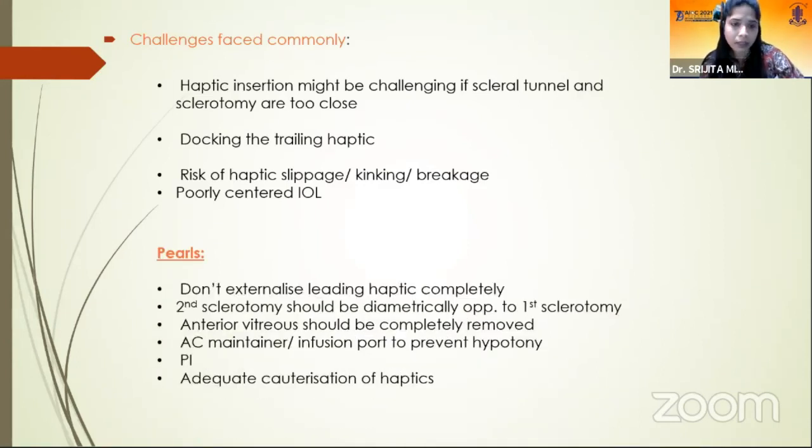Pearls for this technique: we might not externalize the leading haptic completely because that makes it very difficult to dock the trailing haptic. Second, the sclerotomy should be diametrically opposite to the first sclerotomy. Anterior vitreous should be completely removed. An AC maintainer or infusion port should always be present to prevent hypotony. We may do a PI to prevent a pupillary block. An adequate cauterization of the haptic should be done to prevent slippage of the haptics.